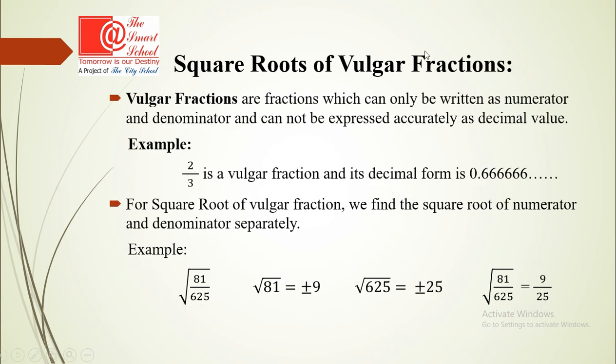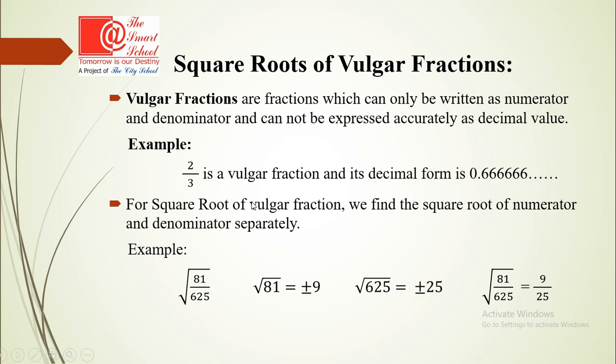Now, square roots of vulgar fractions. First of all, what are vulgar fractions? Vulgar fractions are fractions which can only be written as numerator and denominator and cannot be expressed accurately as decimal values. For example, 2 over 3 is a vulgar fraction, and its decimal form is 0.66666 and never ending. We can just keep writing 6 and 6. It is called recurring. But it is a vulgar fraction because the accurate decimal value is not possible to write.